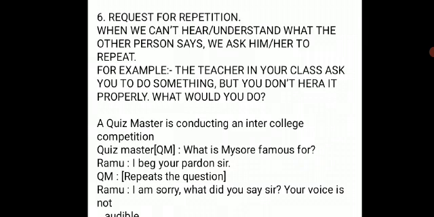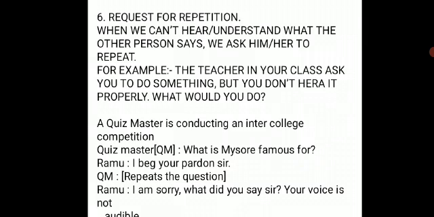Just take one example. A quiz master is conducting an inter-college competition. The quiz master says, what is Mysore famous for? Ramu says, I beg your pardon, sir. The quizmaster repeats the question. What is Mysore famous for? So Ramu says, I am sorry. What did you say, sir? Your voice is not audible. So once again, the quizmaster told him, what is Mysore famous for? Now he could hear and he gave the answer.